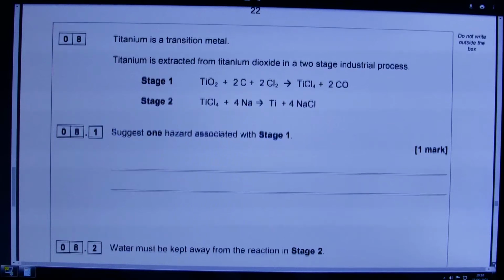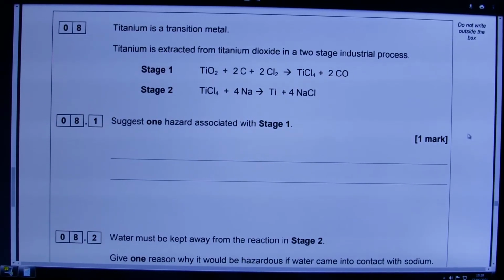Titanium is a transition metal. That's a sudden change. Oh yes, we're on question 8. We're no longer dealing with group 7. Isn't that nice? Titanium is extracted from titanium dioxide in a 2-stage industrial process. It's funny because it's named after Titans, but we call it titanium.